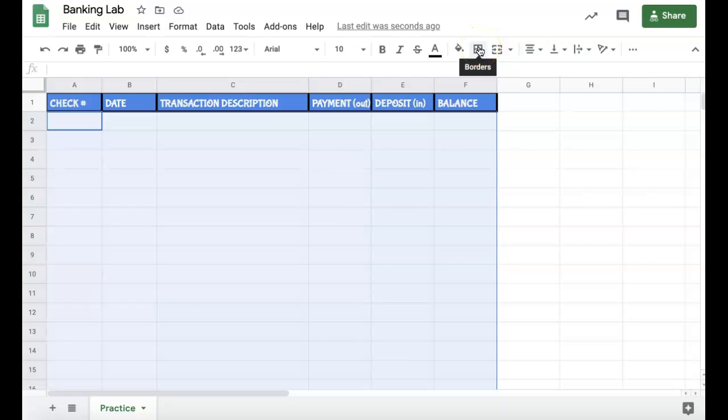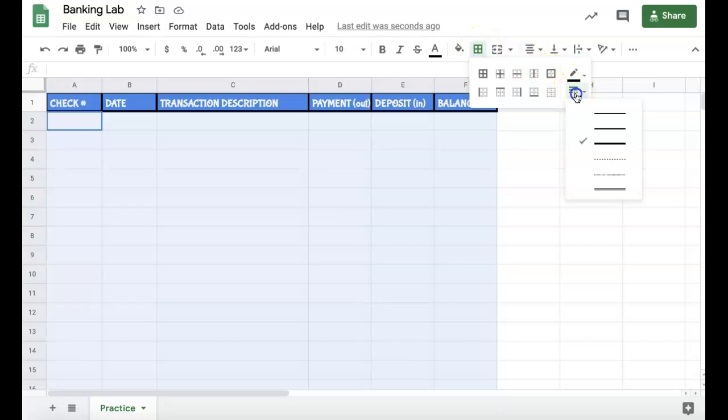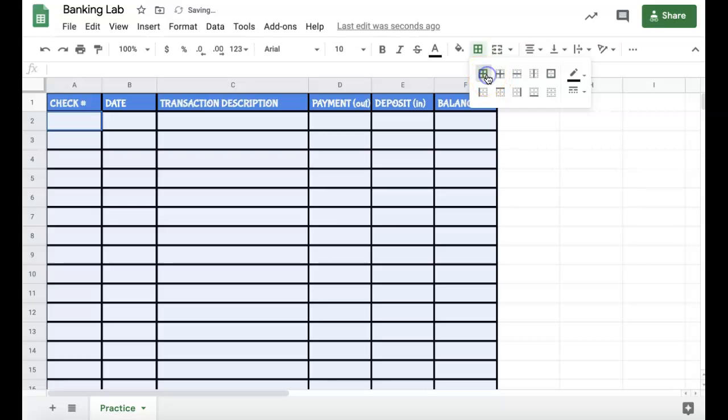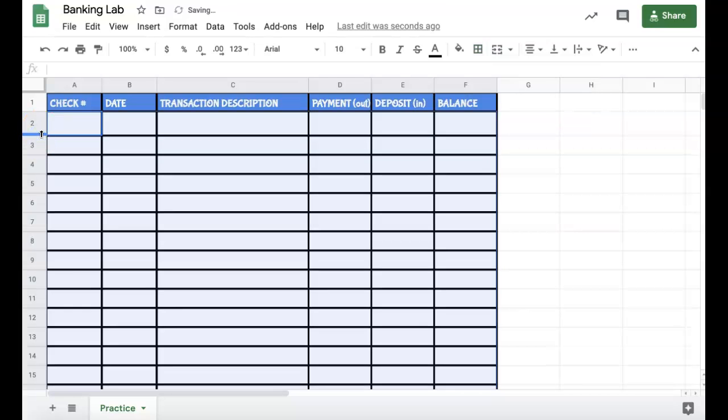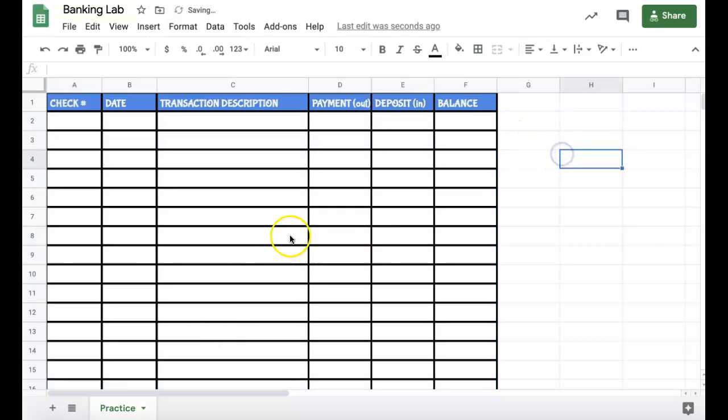And then we're going to add some borders. I chose thick borders. That's up to you how you want to do it. And now I have a checkbook register ready to go, which is basically a running total of the money coming in and out of my bank account.